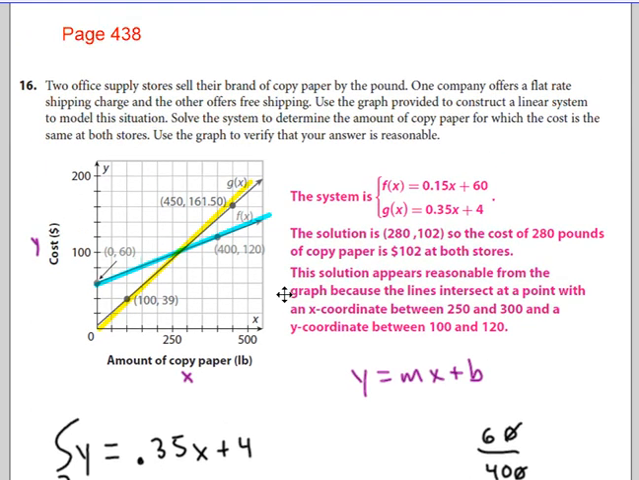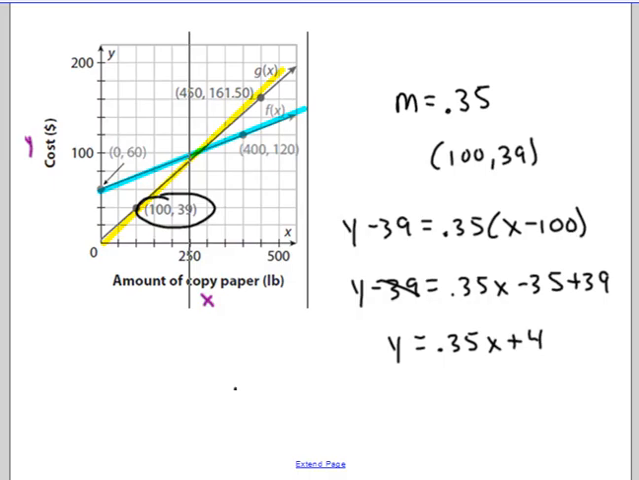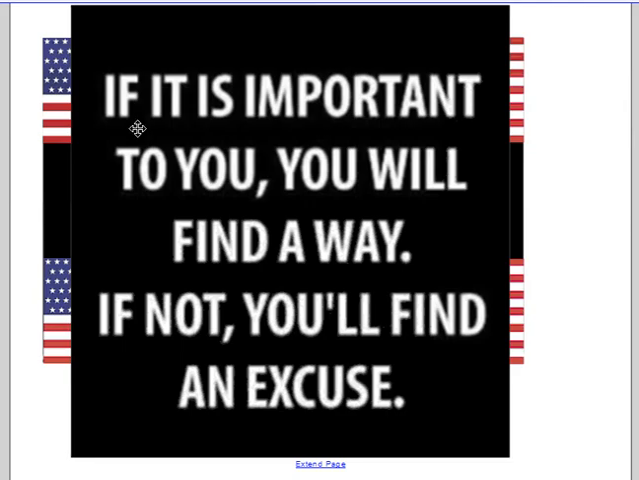That's great. You can see an example there where you don't always get it right. That's why you got to check your answers. Okay? You guys keep working at this. I know it seems like a lot of work, but remember, if it's important to you, you'll find a way. If not, you'll find an excuse.